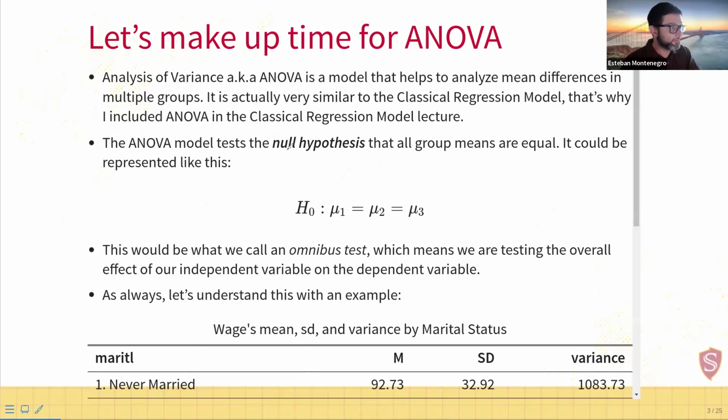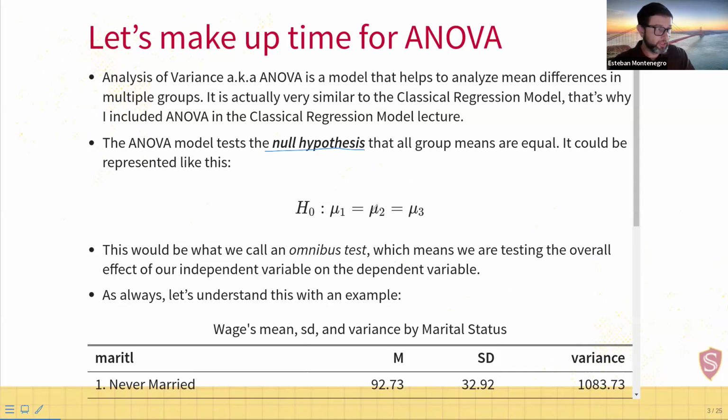In ANOVA, we will have a null hypothesis, very similar to t-test, right? Remember that in t-test, we were evaluating the hypothesis that says that the mean of group one is equal to the mean of group two, right? But now in ANOVA, we can have a third group. Now we can test the null hypothesis that says that the mean of group one is exactly the same as the mean of group two, and the mean of group two is exactly the same as the mean of group three. So as you can see, now we have multiple groups in our equation.